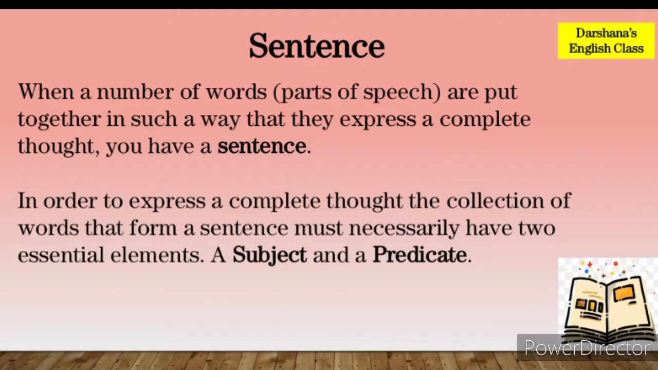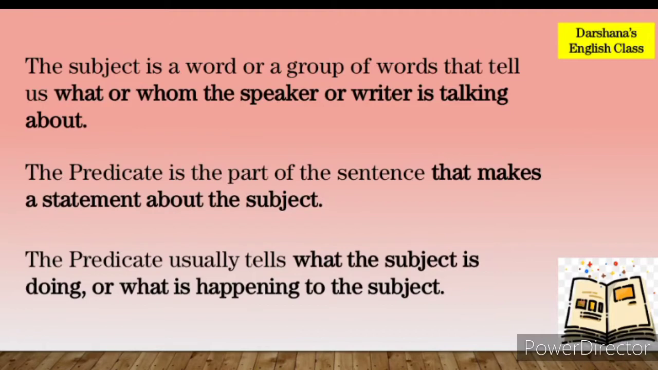And what is that? In order to express a complete thought, the collection of words that form a sentence must necessarily have two essential elements, a subject and a predicate. Yes, these two elements are very important to call that group of words a sentence. Now let us understand what the subject and predicate are.